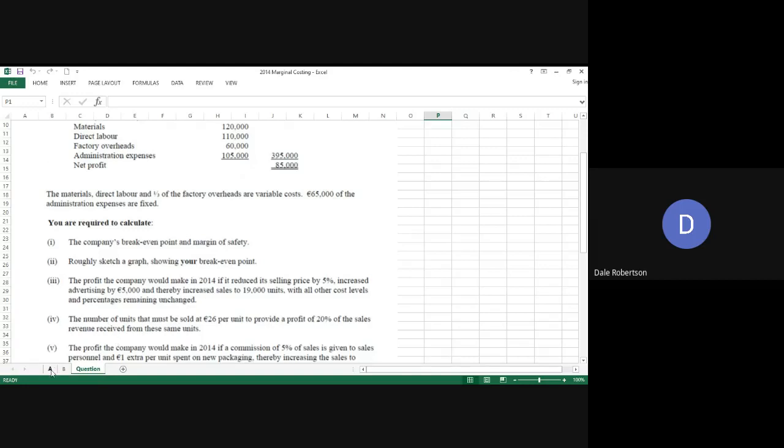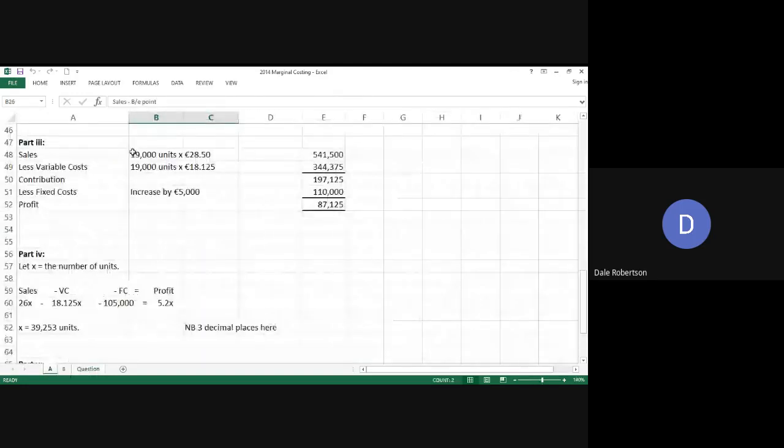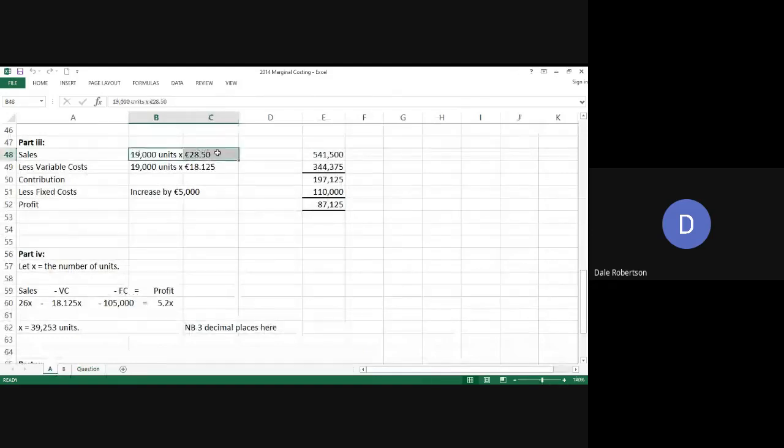So quite simply, we just put in those changes. You have got 19,000 units by 28.50. Now, what is 28.50? That is 30 euro less your 5%. And that gives you 541,500. Then you have the variable cost remains the same because there is no percentage link here between selling price and variable cost. So it's still 19,000 by 18.125. And that gives you 344,375.